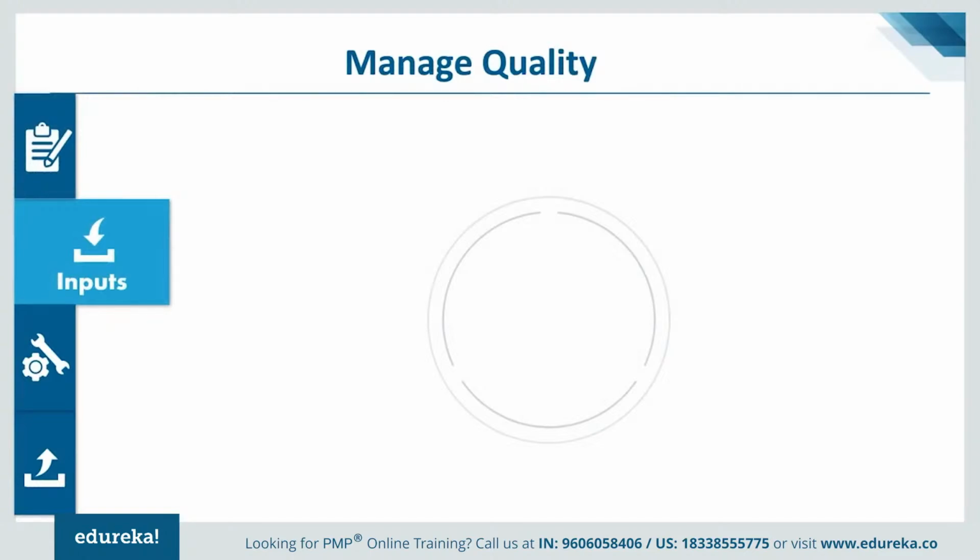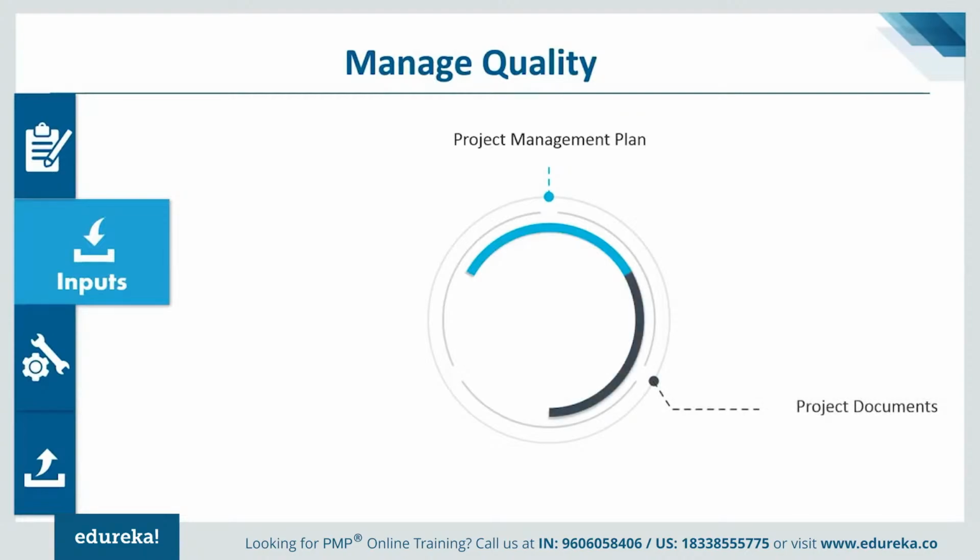So let's start talking about inputs to manage quality. And we'll, of course, talk about the first input, which is the project management plan in itself. Now, what will come out of the project management plan is the quality management plan, because quality management plan is the subsidiary management plan, which is a part of your project management plan. So that will come in project documents.